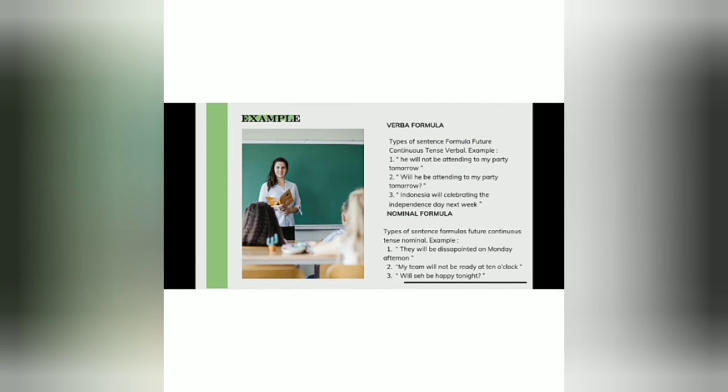Example A. Verbal formula. Types of sentence formula future continuous tense verbal. 1. He will not be attending my party tomorrow. 2. Will he be attending my party tomorrow? 3. Indonesia will be celebrating the Independence Day next week. B. Nominal formula. Types of formula future continuous tense nominal. 1. They will be disappointed on Monday afternoon. 2. Meeting will not be ready at 10 o'clock. 3. Will she be happy tonight?